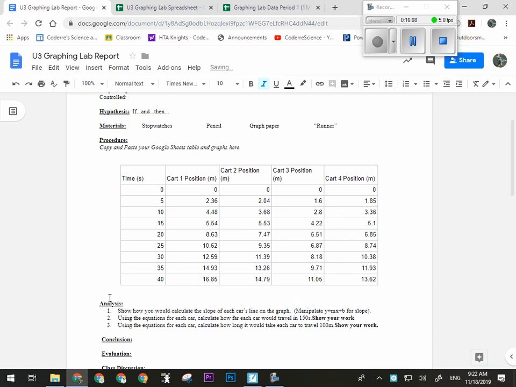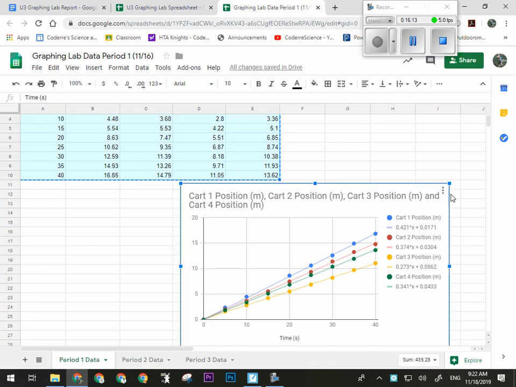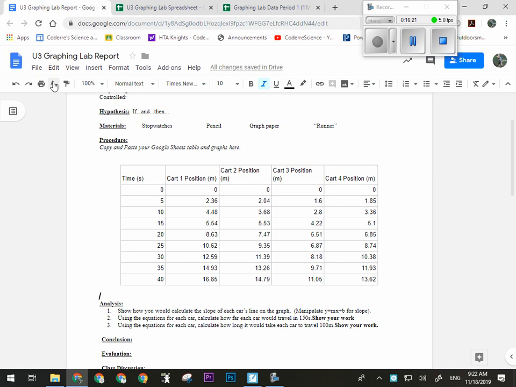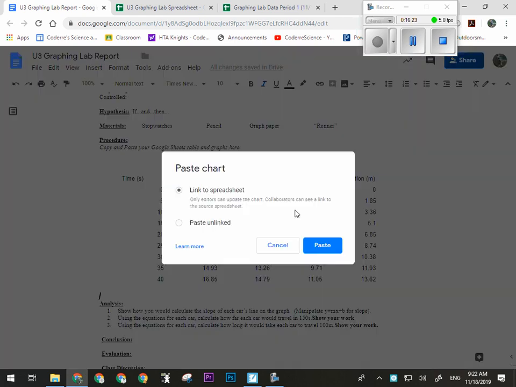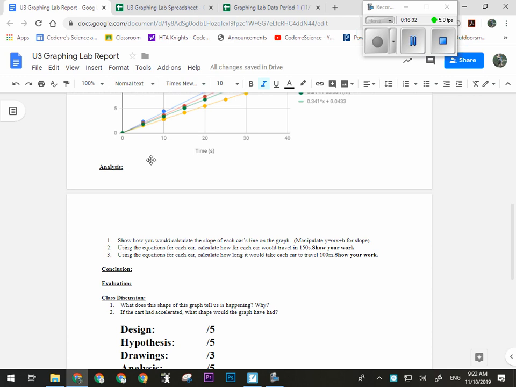I want to do the same thing with my graph right underneath. So I go to my graph, I click on it, the 3 dots over here, copy chart. Bring it over to my lab report. And I do want to link it as well. Then I've got them both there. You have the graph built, get it in there, and then get going on the analysis.